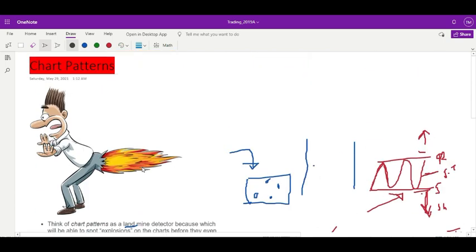So be very careful. There are many chart patterns out there that can confuse you, like head and shoulders and so forth, but know a few things so that you become an expert at the end of the day. Let's move to our second slide.